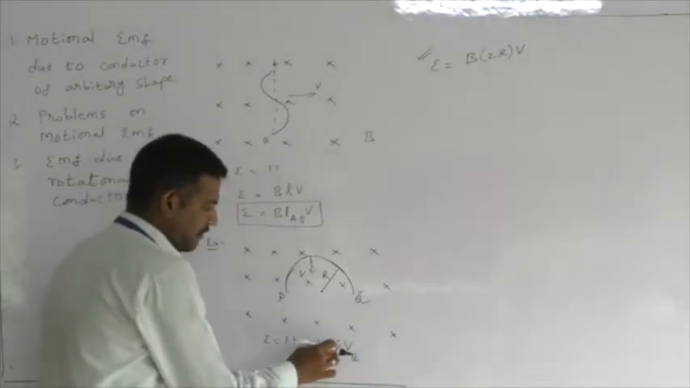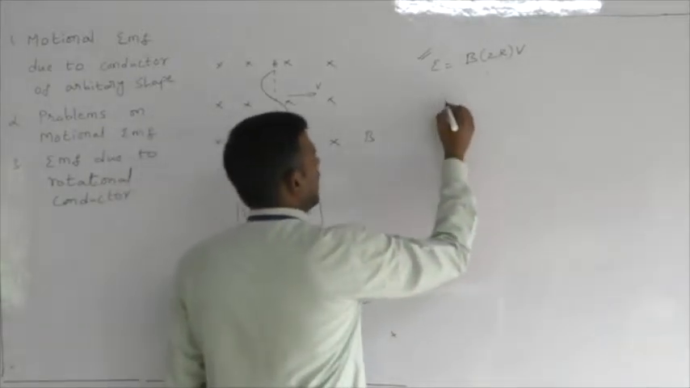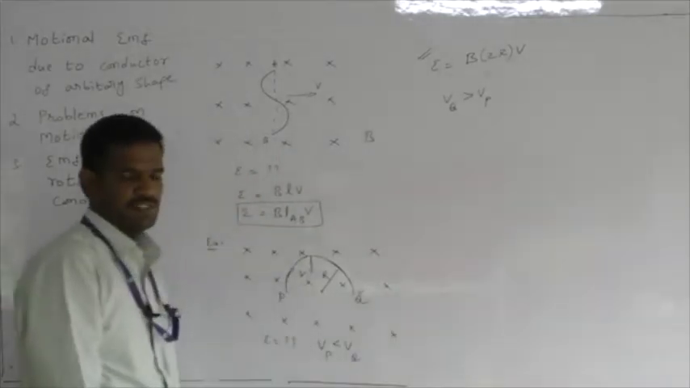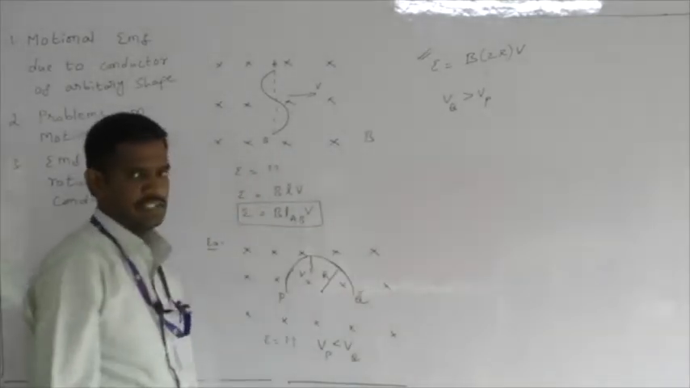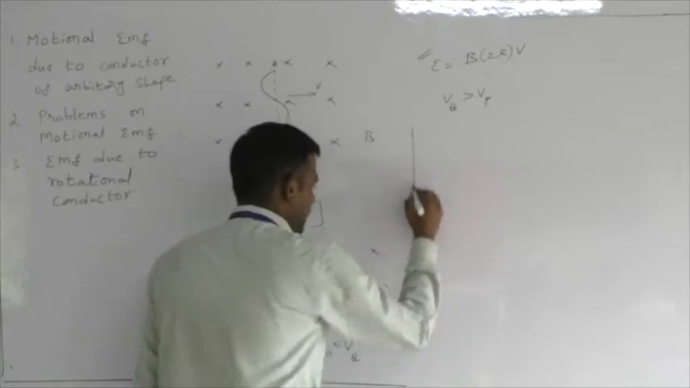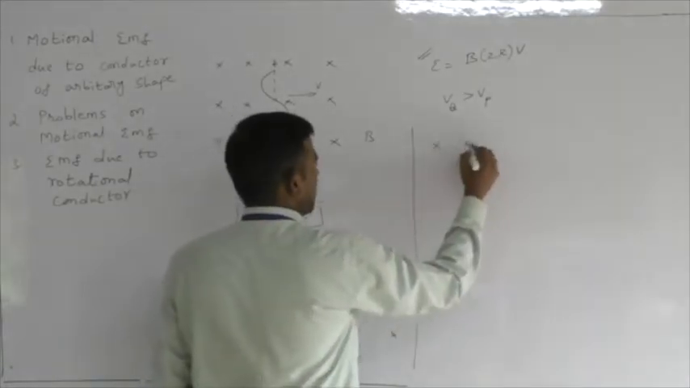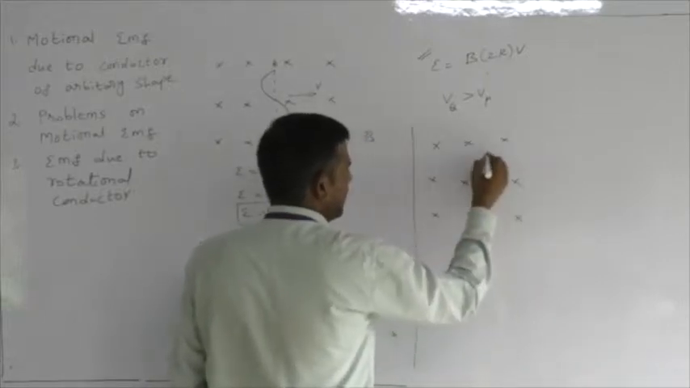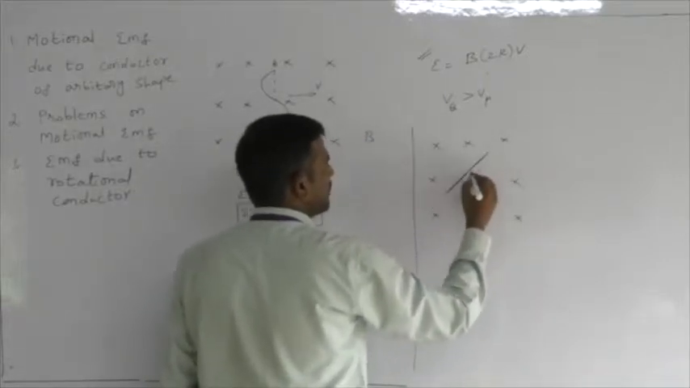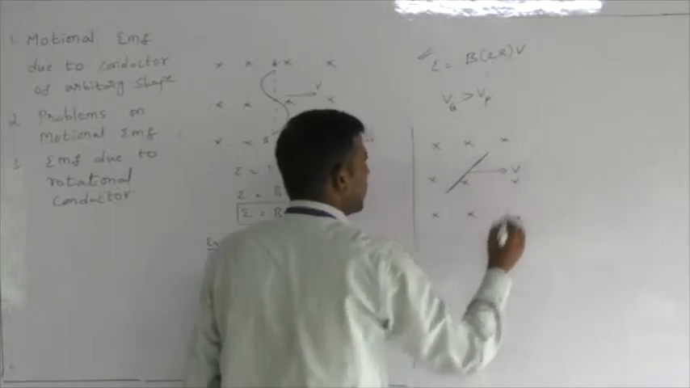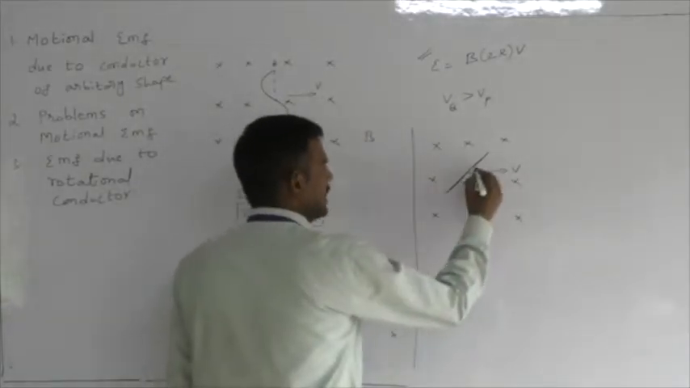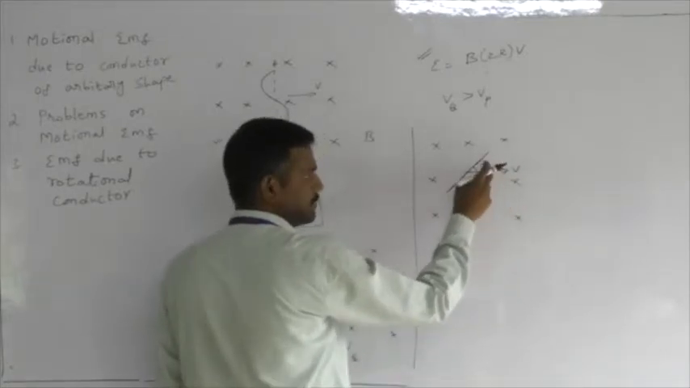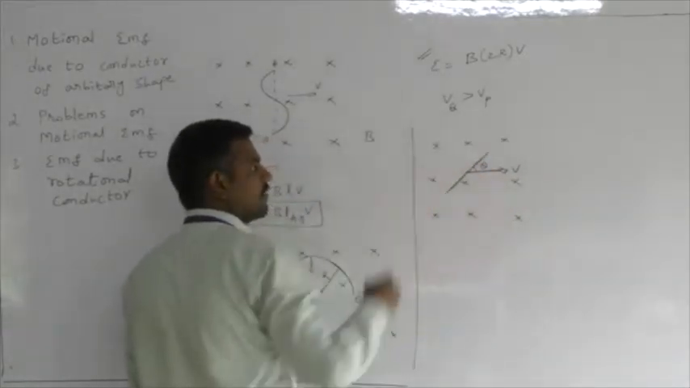VQ is more than VP. The potential at the end Q will be more than the potential at end P. This is what will happen for this conductor. Well, now here I have a different case like this. Now I am choosing the straight line conductor only, but it is moving with a velocity v inside the field like this, such that it is making an angle of theta. The direction of motion is making an angle of theta with the length of the conductor.